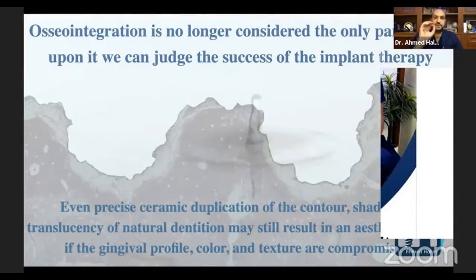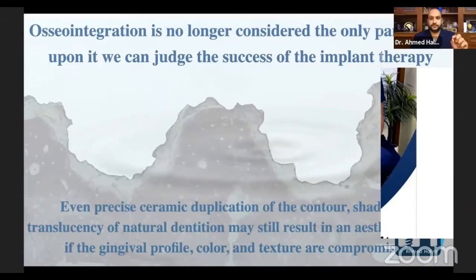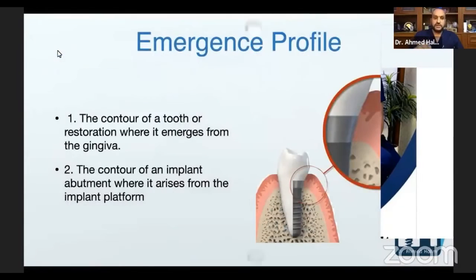Even if you do a precise ceramic duplication of the contour, shade, translucency of natural dentition, still maybe you don't have the exact result that your patient is asking for. What the patient is asking for is a good restoration. Always remember, your patient didn't come to you just to have a nice osseointegrated implant. He won't smile with a nice osseointegrated implant, but your patient will smile with a good restoration.